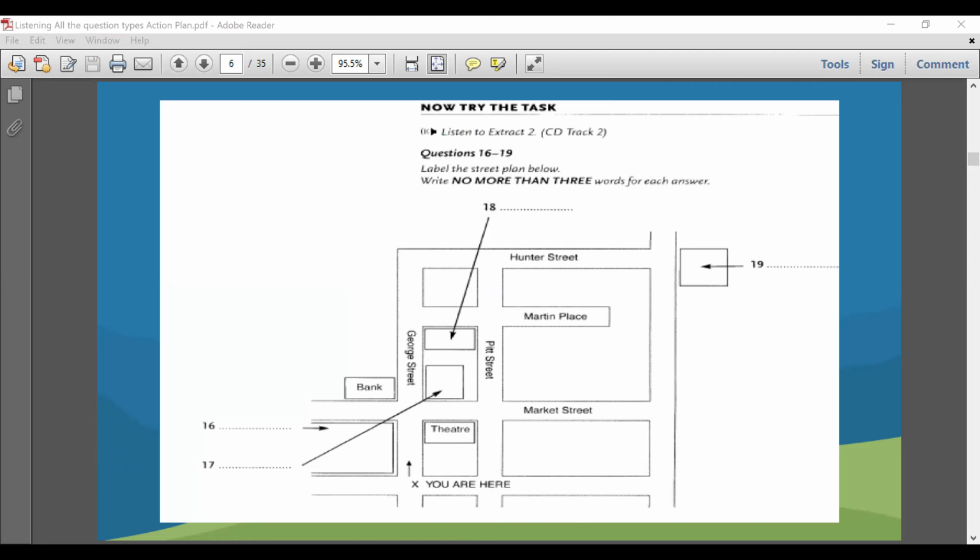Listening, Section 1. Extract 2. Questions 16 to 19. Excuse me, can you tell me how to get to the library?